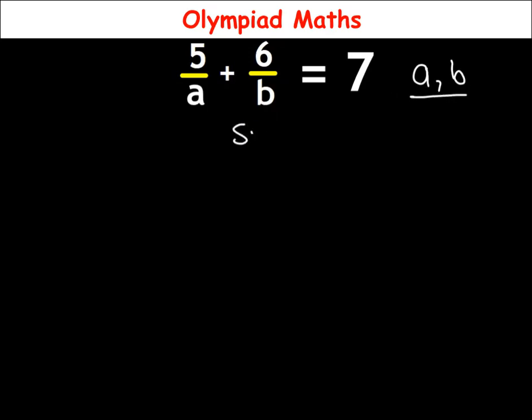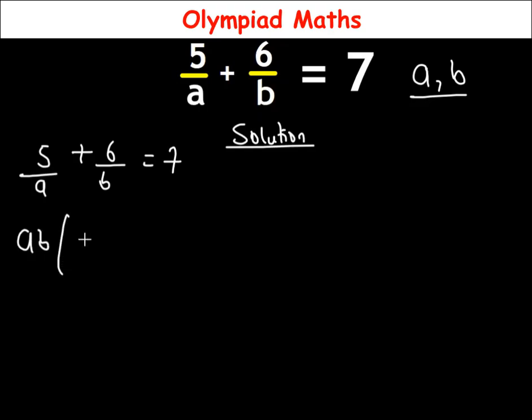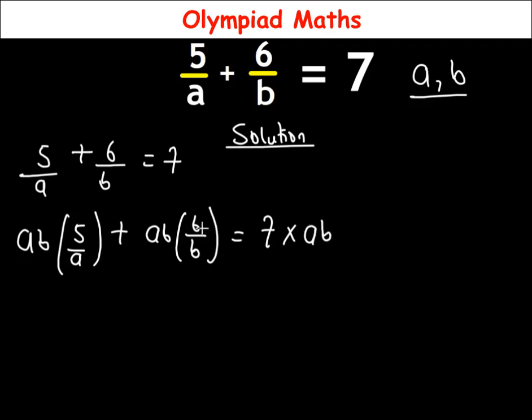Now to solve this, we have 5 over a plus 6 over b is equal to 7. The first thing we're going to do is multiply both sides of the equation by ab. So ab multiplied by 5 over a, then ab multiplied by 6 over b is equal to 7 times ab. Now from here, we cancel out a, and we cancel out b.